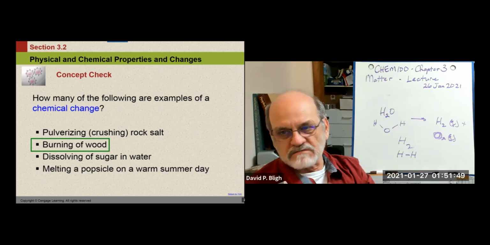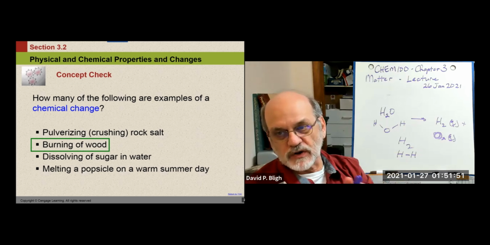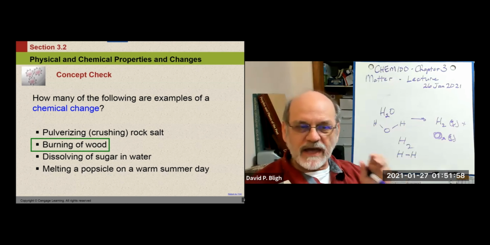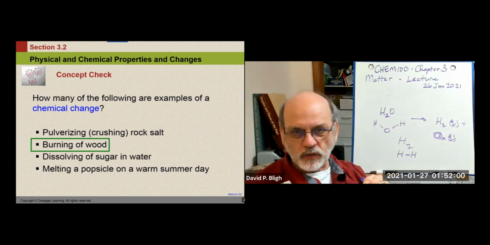Dissolving sugar in water, physical change. You still got sugar in the water. Melting a popsicle, you just change the phase. That's it. It's all physical. The only chemical change in there is burning of wood.